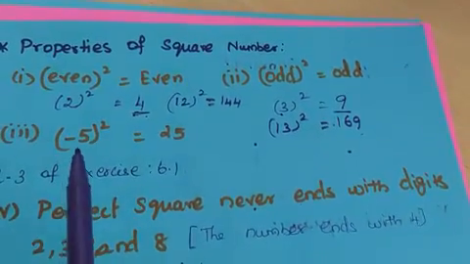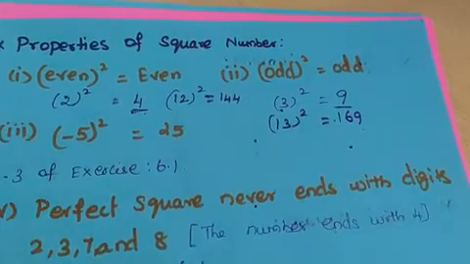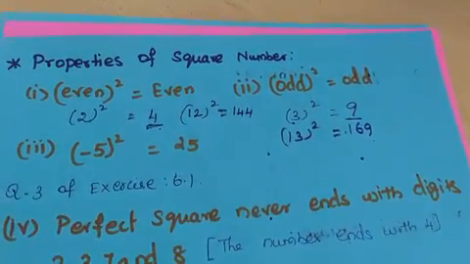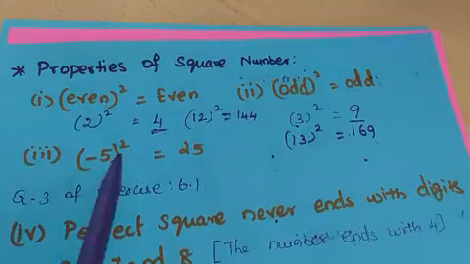Right. Now we are coming to the next point, that is negative numbers. If we take, what happens? Minus 5 the whole square.